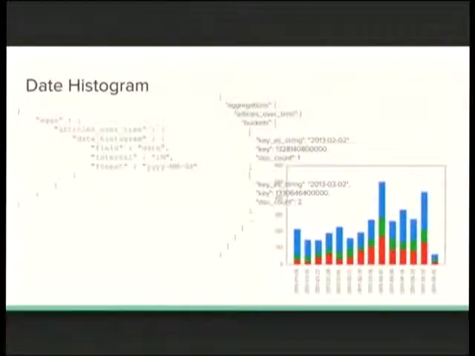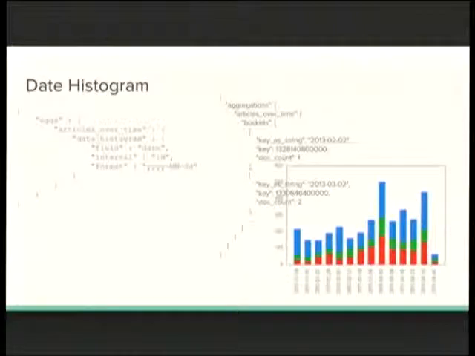So if we take the date histogram, the query would be simply aggs, which is the keyword for saying I want to do an aggregation. Then you give it a name. Then you say it's a date histogram. I want my field called date. I want an interval of 1 month. And I want the output format to be with year, month, day.